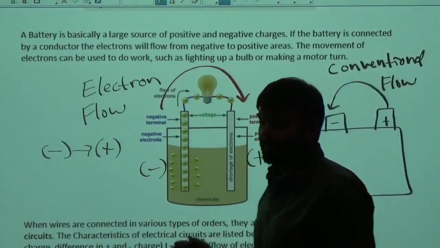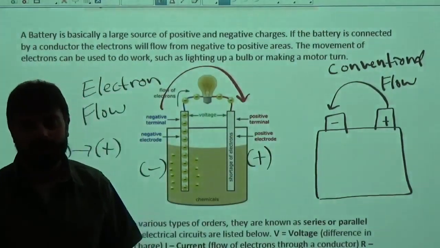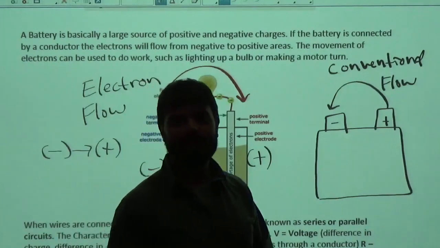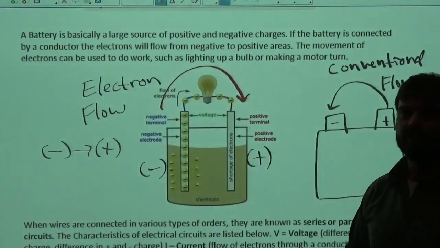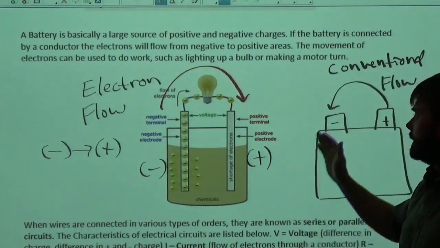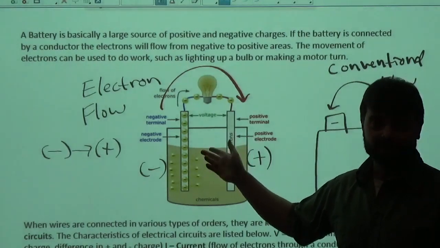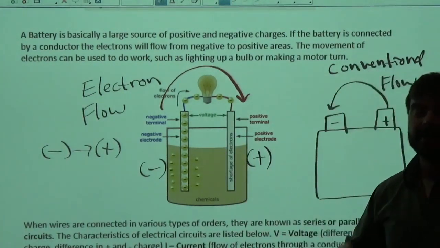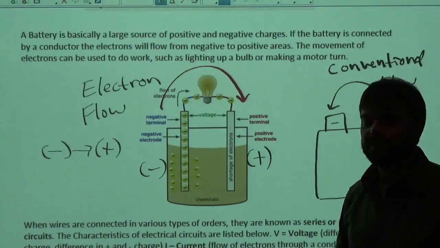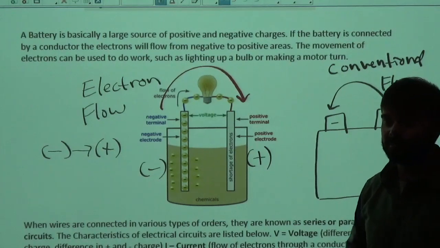and most models and a lot of models are set up that way to say that the conventional flow goes from positive to negative. Intuitively, it kind of makes sense. We seem to think of things going from positive to negative, plus to minus. Remember, positive things don't move in an electrical circuit. A proton does not move from here to here. An electron flows from one point to another. So really what's flowing is the electron, and that always goes from negative to positive.